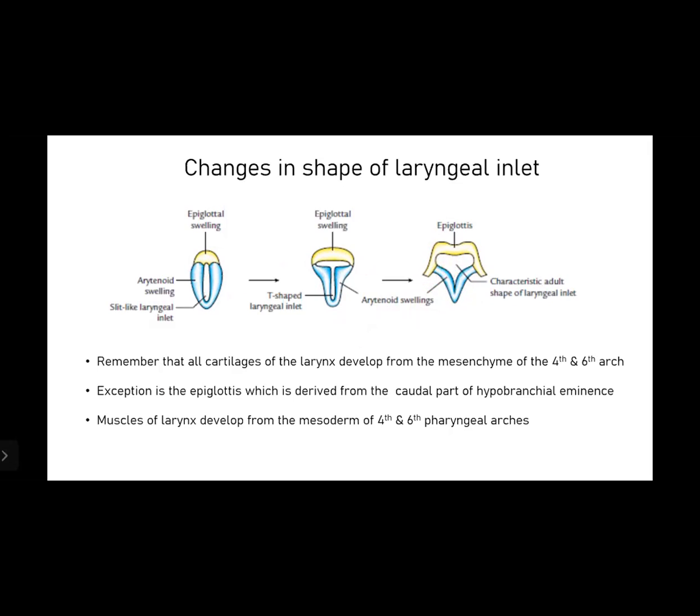Remember that all cartilages of the larynx develop from the mesenchyme of the fourth and the sixth arch, and the only exception is the epiglottis, which is derived from the caudal part of the hypobranchial eminence. Remember that the cranial part of the hypobranchial eminence gives rise to the pharyngeal portion of the tongue, or the posterior one third of the tongue. And the muscles of the larynx develop from the mesoderm of the fourth and sixth pharyngeal arches.